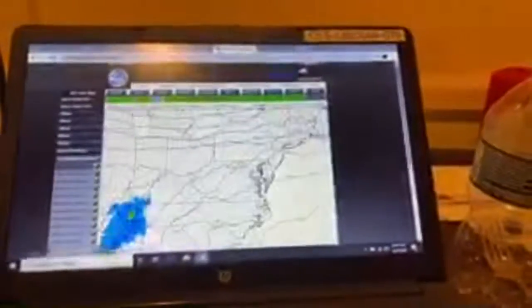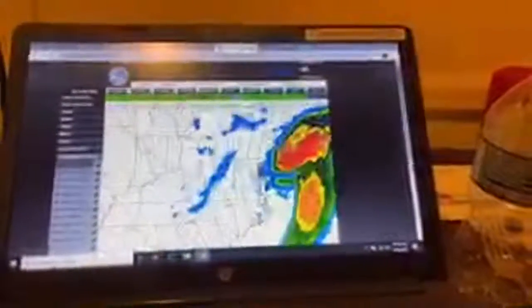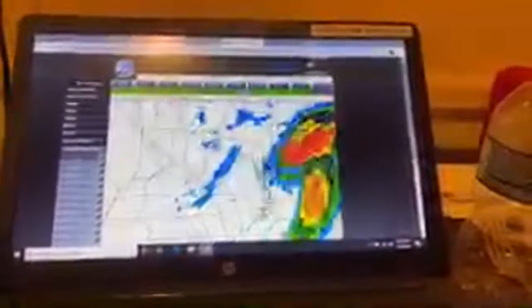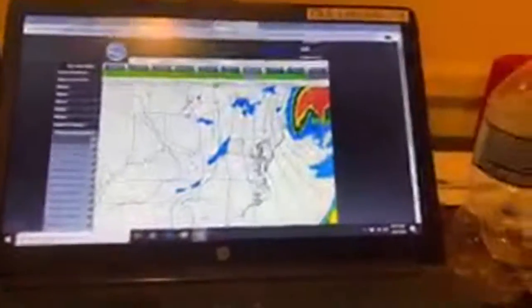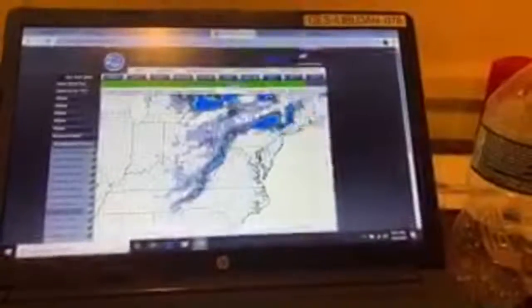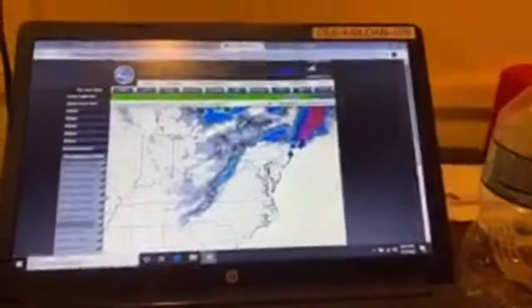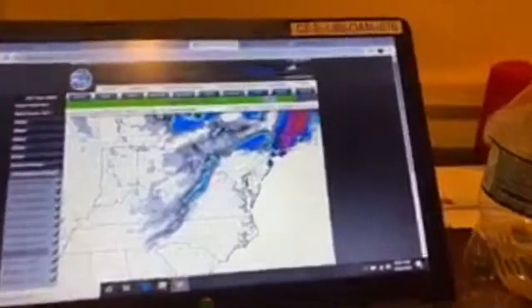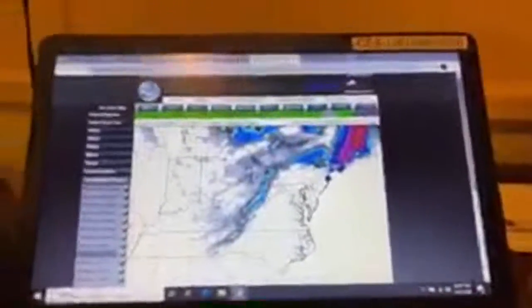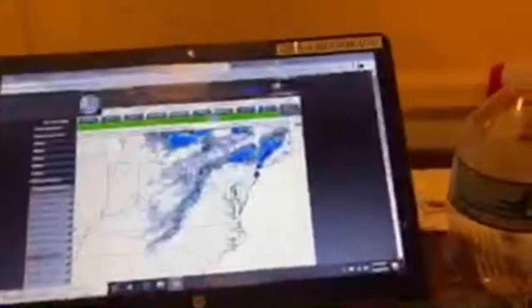The 6Z GFS and the NAM were very impressive with precipitation, just like the current GFS run is. Look at the NAM. Look what the 6Z NAM showed. Impressive. Showing a big heavy-duty snowfall, even in Long Island. Look what it's showing in Long Island. Of course, that could be it trying to factor in dynamic cooling.